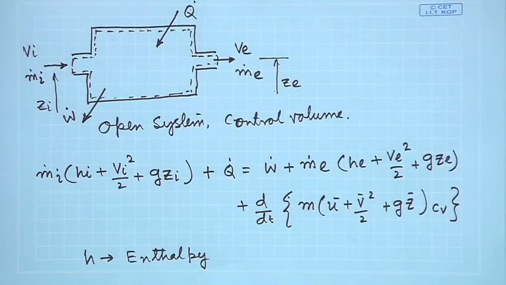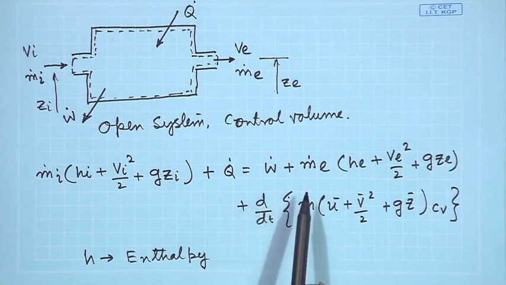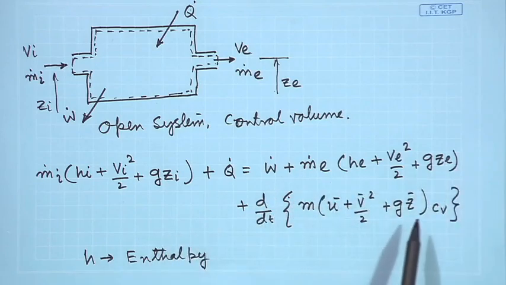So, basically you should see this equation very carefully. This is a kind of rate equation. The rate at which energy is coming in is equal to the rate at which energy is going out plus the rate of change of energy within the control volume. So, this is simply some sort of a balance equation.